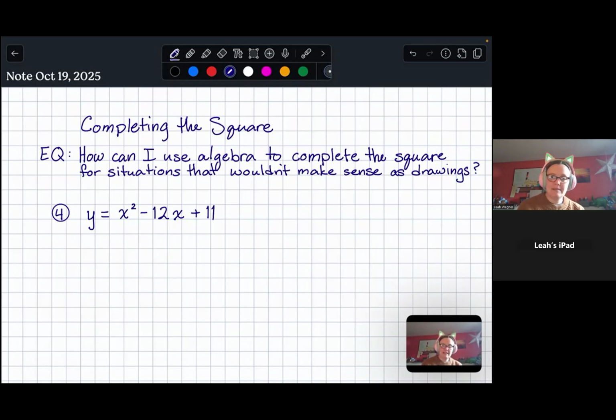Today you will be practicing completing the square, and our essential question for the day is how can I use algebra to complete the square for situations that wouldn't make sense as drawings?